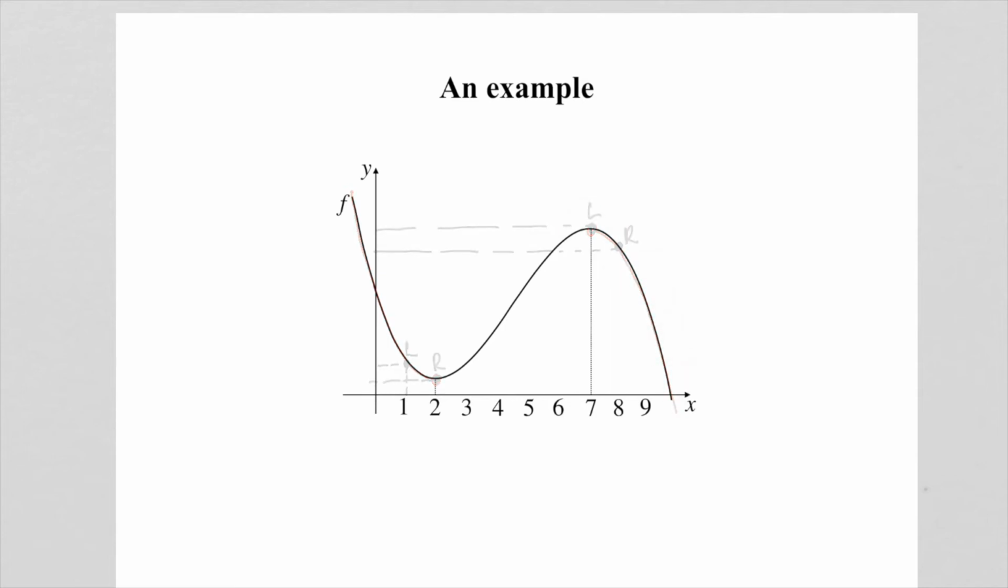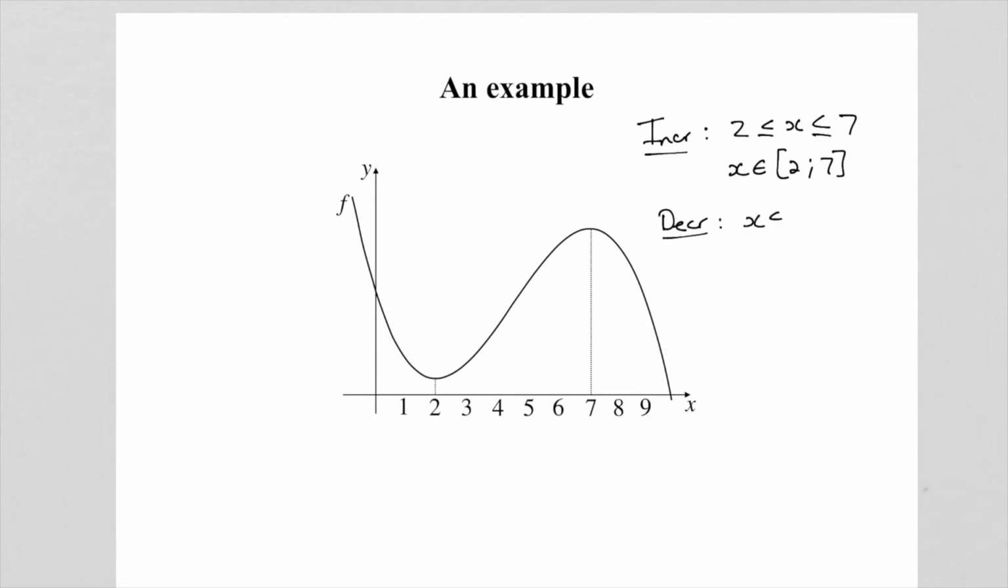So if we summarize our results, the function is increasing when x is between 2 and 7, but we have to include the 2 and include the 7. Or in interval notation, x is an element of the interval 2 to 7, including the 2 and the 7. And the function is decreasing when x is less than or equal to 2, or when x is greater than or equal to 7. In interval notation, x is an element of negative infinity to 2, including the 2, or x is an element of 7 to infinity, including the 7.